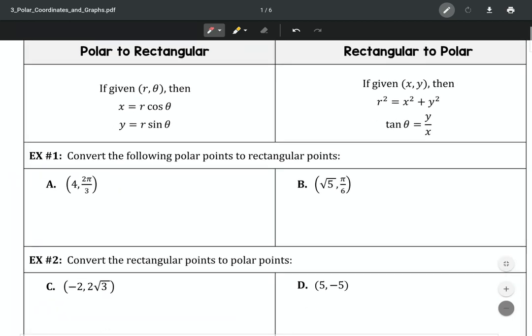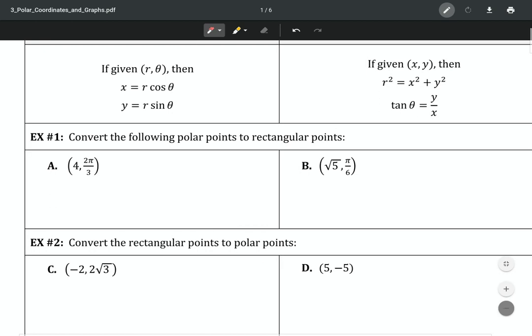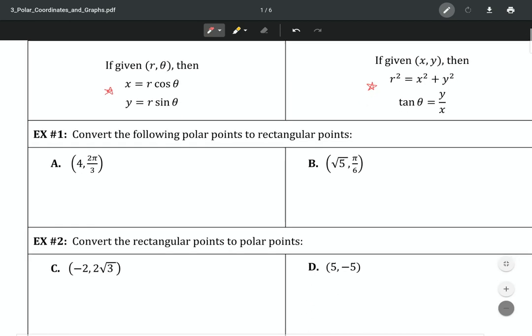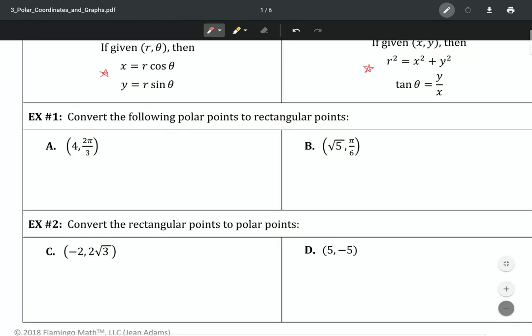Okay. Make sure you write these formulas at the beginning, like I did in my homework, so that you'll be able to see them. Write this on the top of your homework, and you'll notice that these are going to be pretty easy. So first, we're going to convert the polar points into rectangular points.